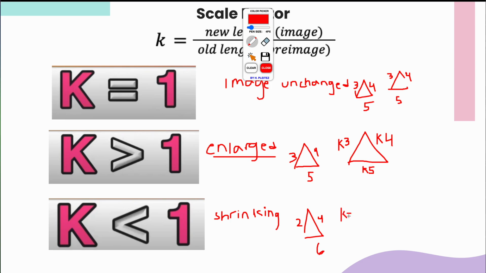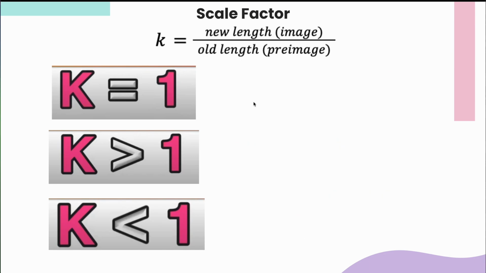If K equaled 1/2, then we'd be multiplying all 3 of these sides by 1/2, or halving each of those sides, and it would give us a triangle of 1, 2, and 3, right? So here you can clearly see that our image is shrinking. So it's a good idea to conceptually think about whether your image should be unchanged, enlarged, or shrunk, because sometimes that might help you provide validity to your answer.